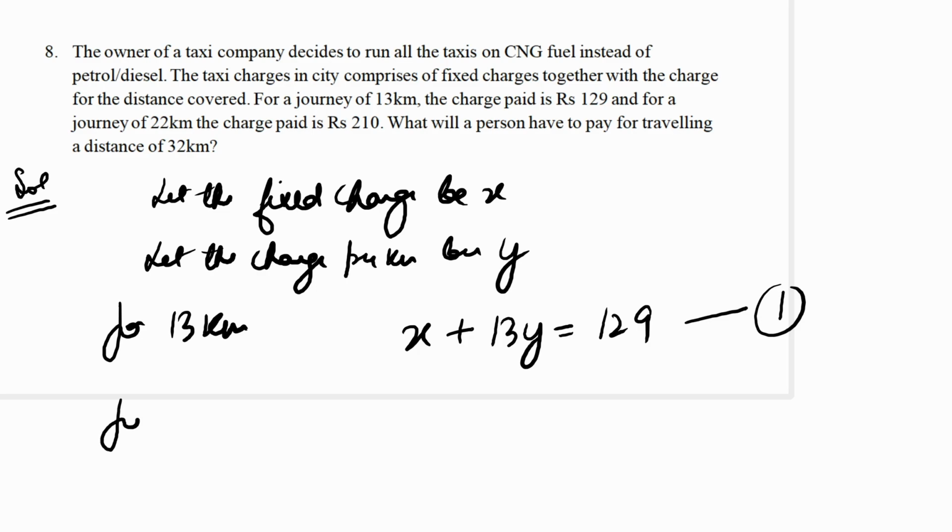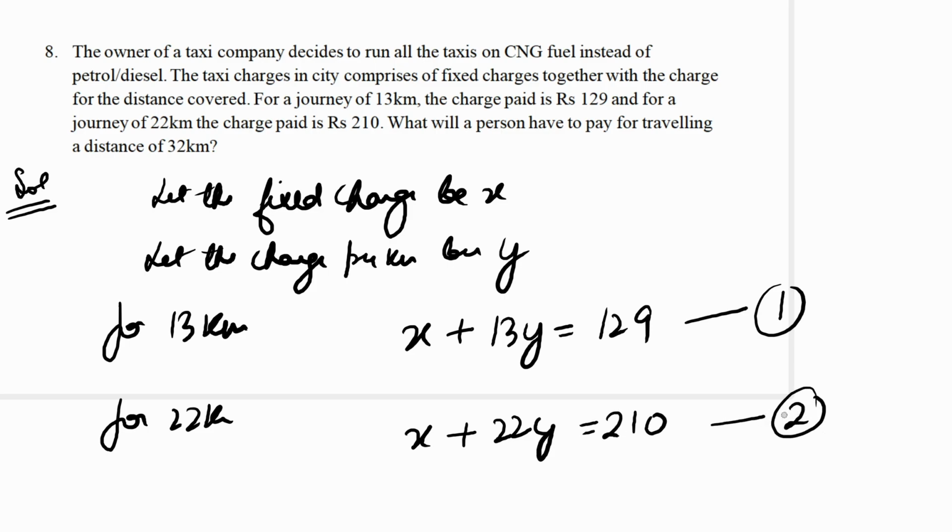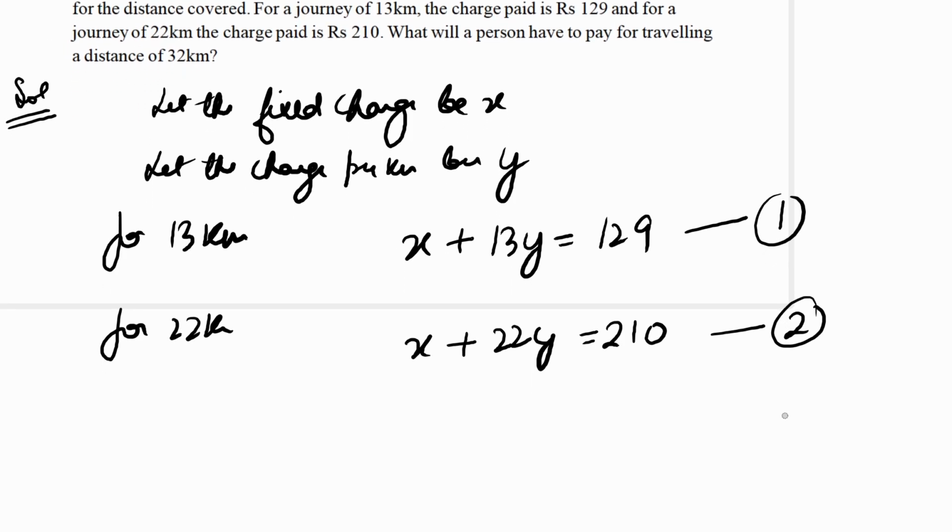In the second case, for 22 kilometers, the fixed charge will be x and the variable charge will be 22 into y, and this will become 210. So what will we do? We can see the coefficients of x are the same. So we will subtract equation 1 from 2.